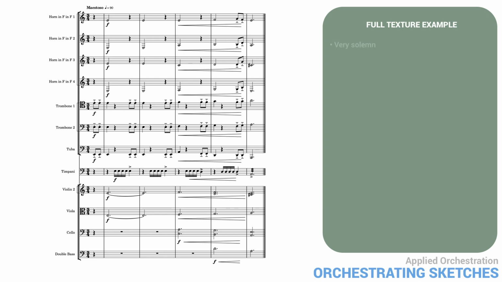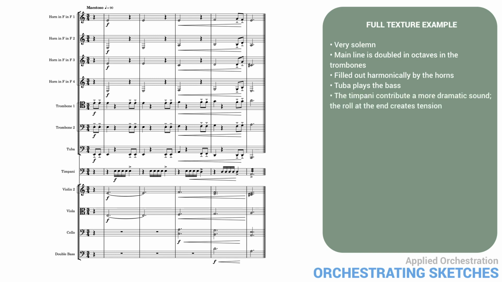As we can hear, this version is very solemn. The main line is doubled in octaves in the trombones and filled out harmonically by the horns. The tuba plays the bass. The horns sustain the harmony while the trombones breathe. The timpani contribute a more dramatic sound, and the roll at the end creates tension.